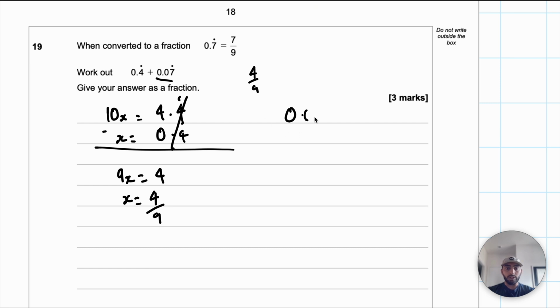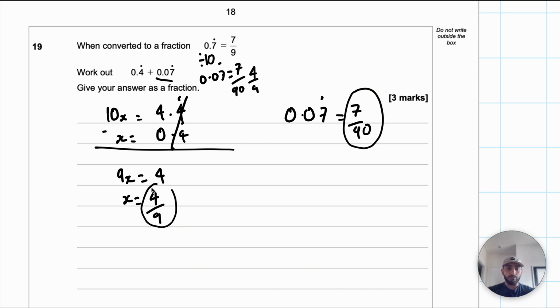I've got 0.07 recurring, and I've been told that 0.7 recurring is the same as 7/9. If I divide this by 10, I get 0.07 recurring. So I would need to do the same to that. How would I divide 7/9 by 10? I would just multiply my denominator by 10. So that would be the same as 7/90. So 0.07 recurring is the same as 7/90.